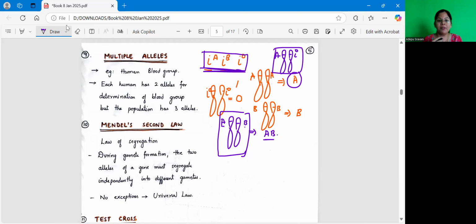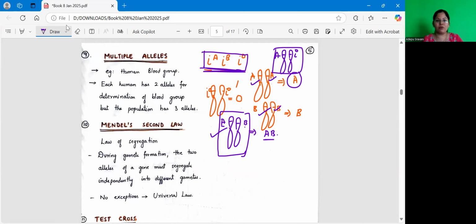Please remember, multiple allelism can be seen in a population. If you have a single person, you cannot see multiple allelism. In a single person, we can have only two alleles. But when can you see the three alleles of a character in a population? Let us say one person has A and B, another person has B and B, and another person has A and A. So if you look at a group of population, in that group we can have all three alleles. But in a single individual, we can have only two alleles.